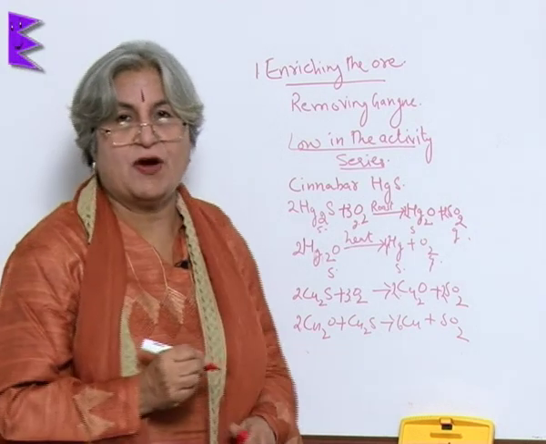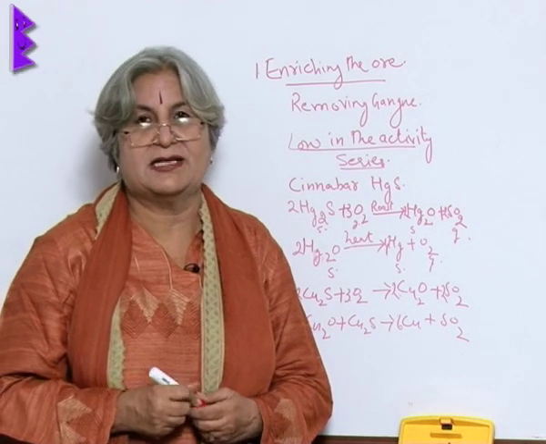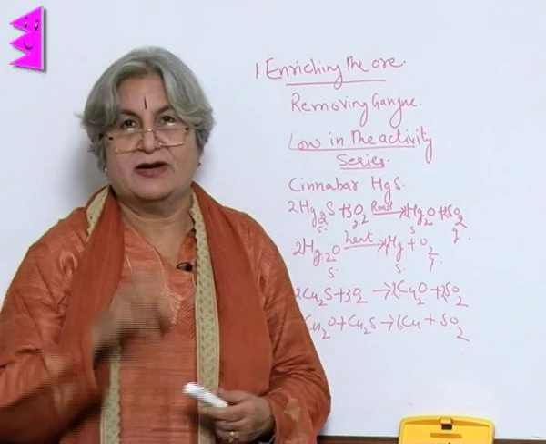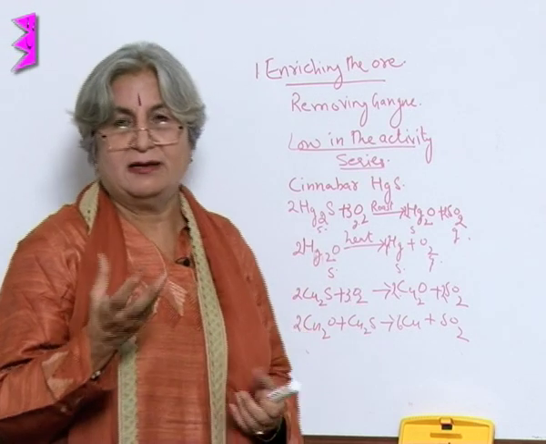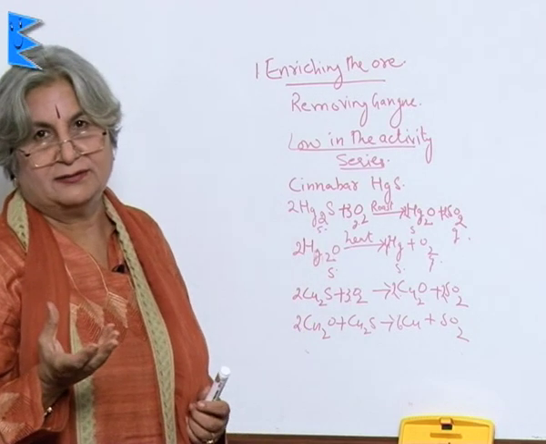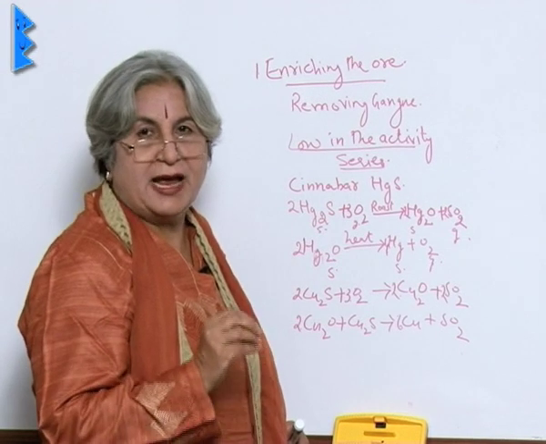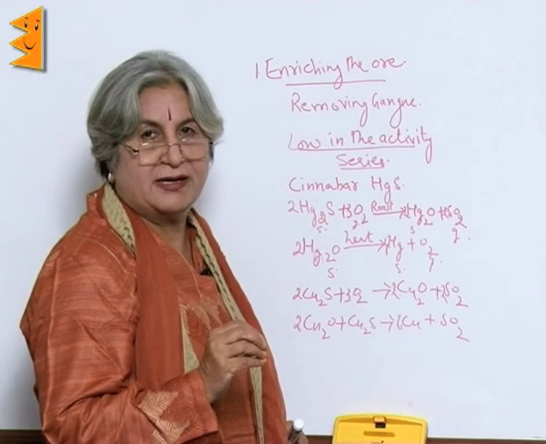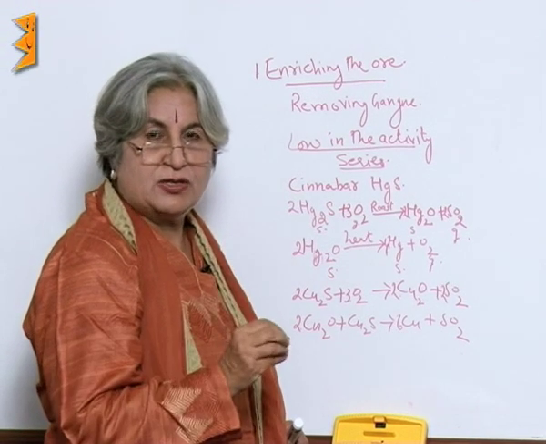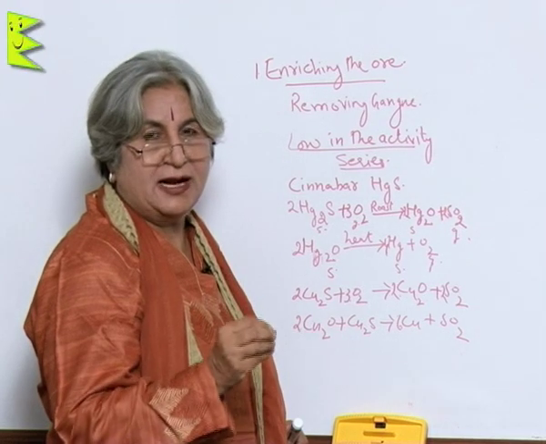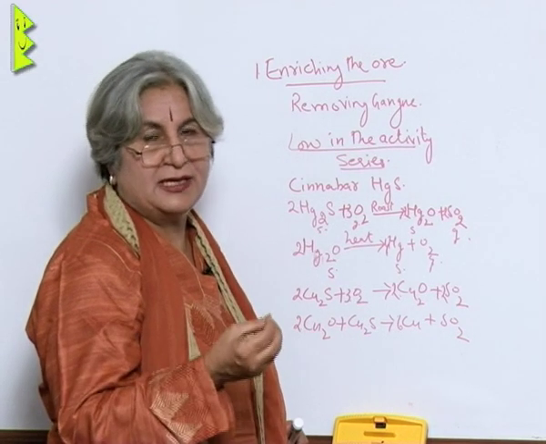So, in the case of copper and mercury, this is how the metal is extracted. First roasted and then reduced to metal. So, in the case of mercury and copper, which are not very reactive, they can be roasted, we get their oxide, and then on further heating we get the metal.